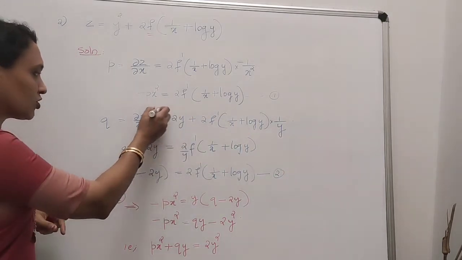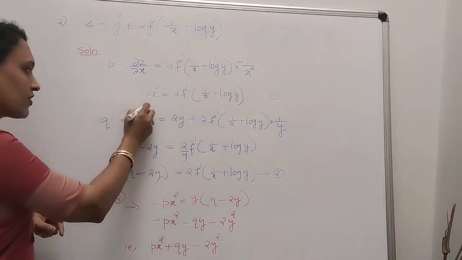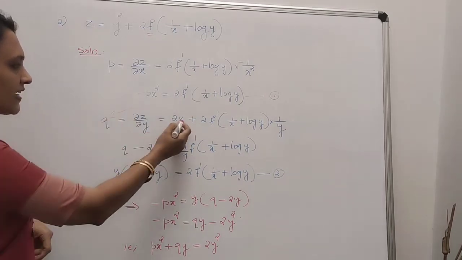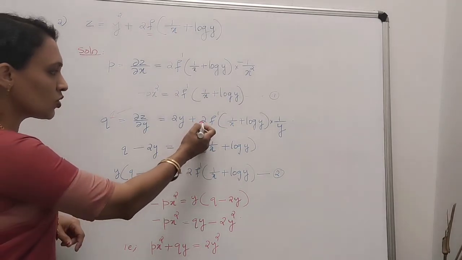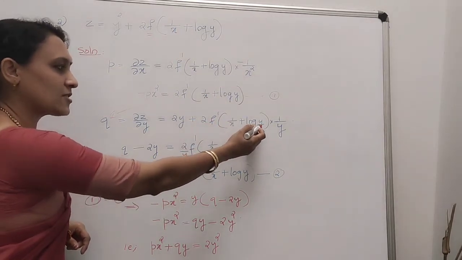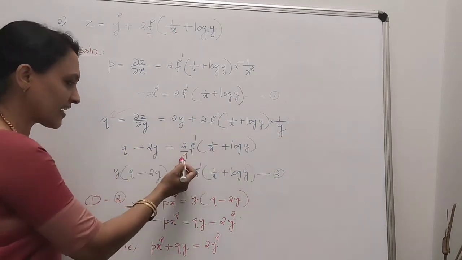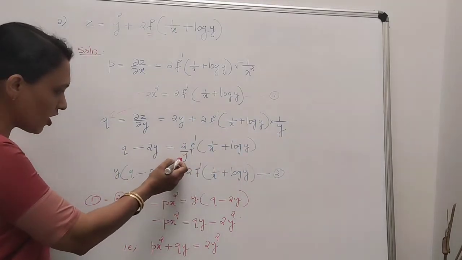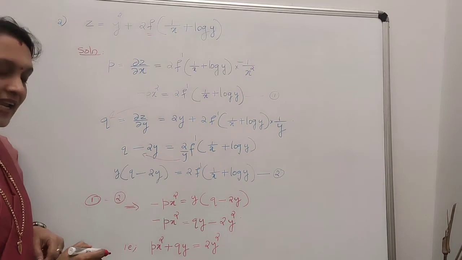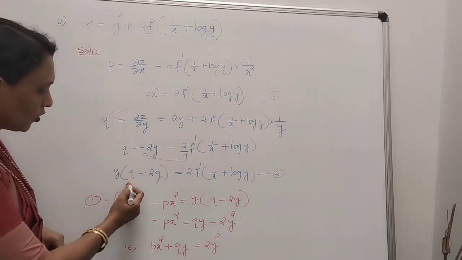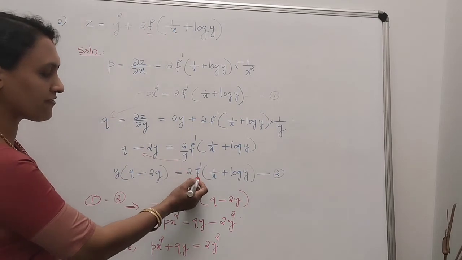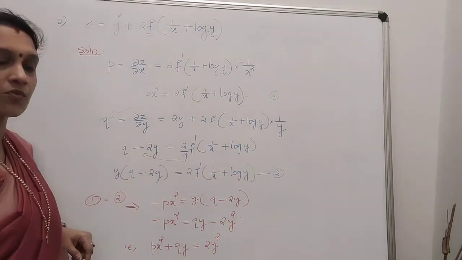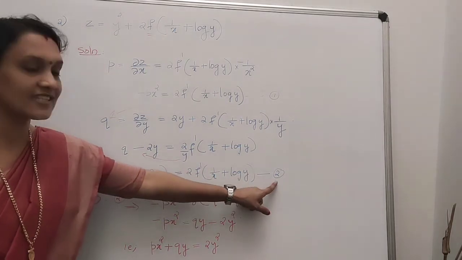2y can be taken to this side. Okay, when you are taking 2y to this side, it is q minus 2y equal to 2f dash of (1 by x plus log y) divided by y. And this y also can be again taken to this side. So it is y into (q minus 2y) is equal to 2f dash of (1 by x plus log y), and you put this as equation 2.